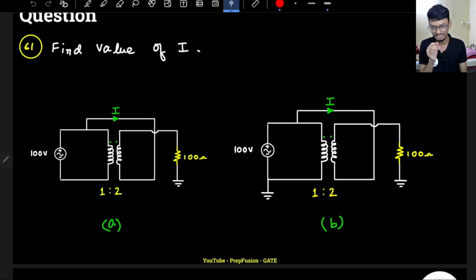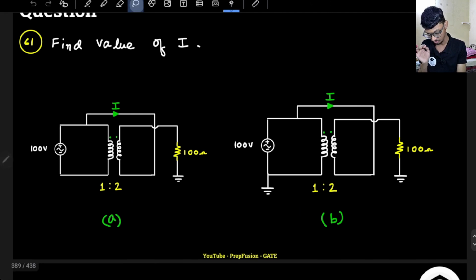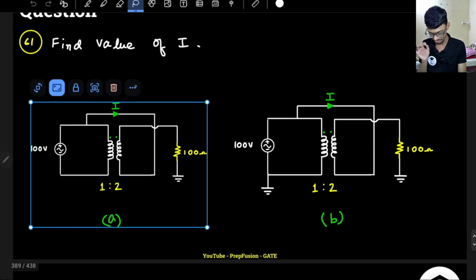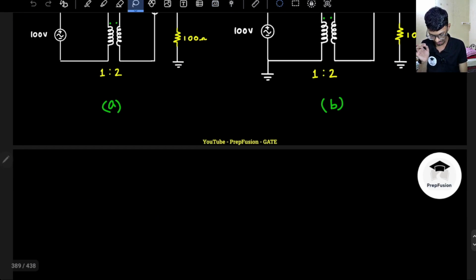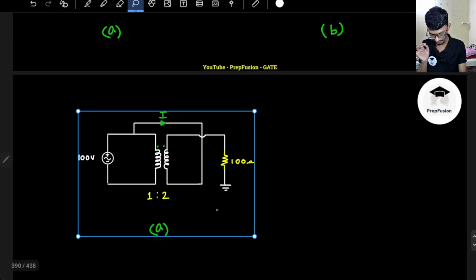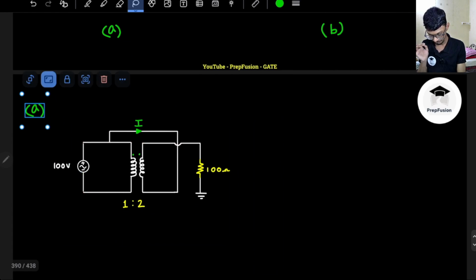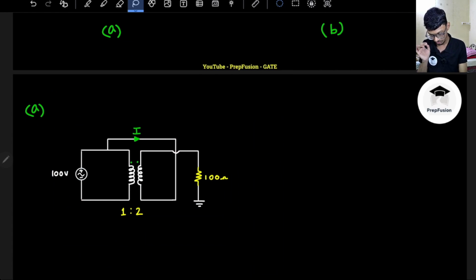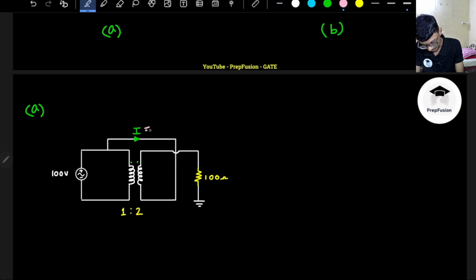Okay, seems like a very intriguing question, right? Seems like a difficult one, but it is not that difficult. So let's first take the first circuit. If I see over here, we have to identify the value of current I.